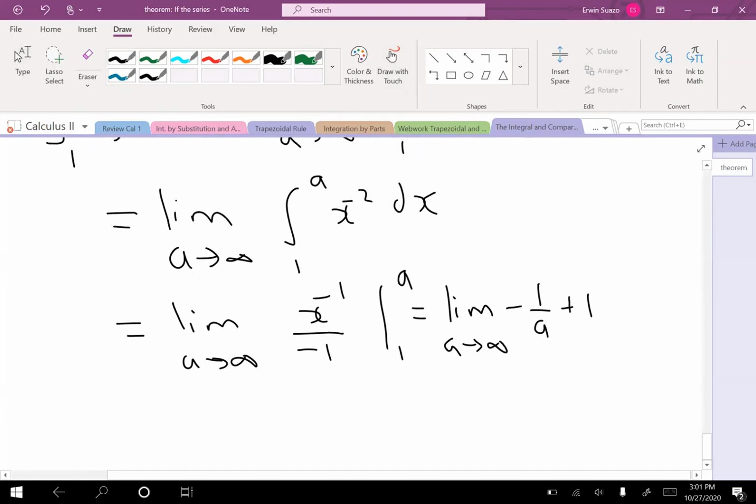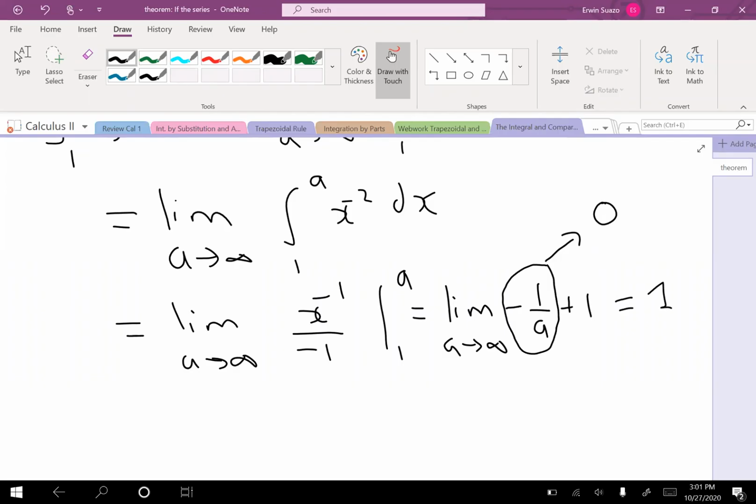So what is this limit? The limit of minus 1 over a. Is it 0? 0, correct. So what is the whole limit? 1. So this integral is convergent. The integral from 1 to infinity of 1 over x squared dx is convergent.